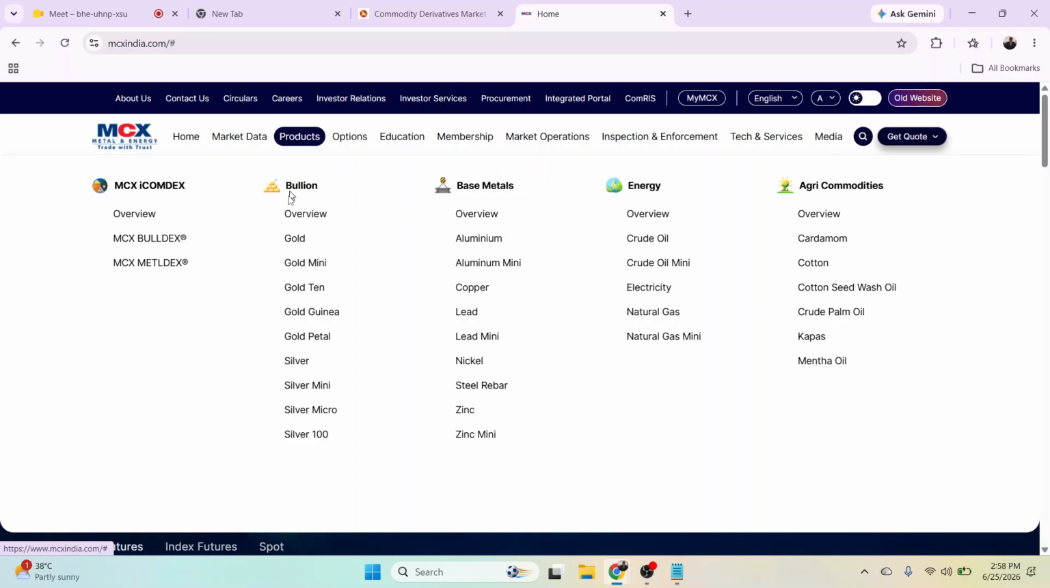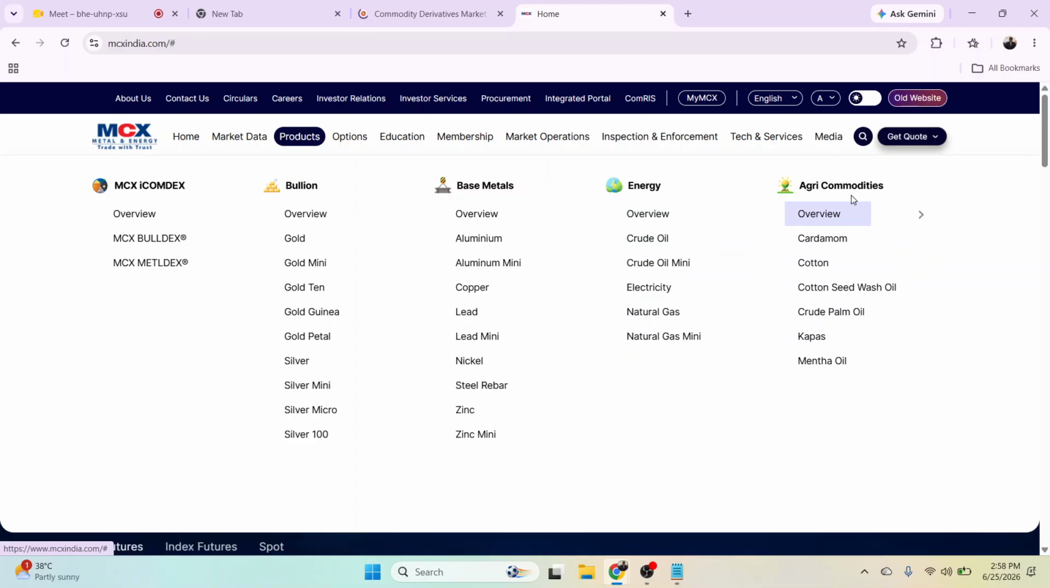In the bullion market, we have the contracts of gold. For gold, we have five contracts: gold, gold mini, gold ten, gold guinea, and gold petal. Same way, we have silver contracts: silver, silver mini, silver micro, and silver 100. These are the base metals: aluminium, aluminium mini, copper, lead, lead mini, nickel, zinc, and zinc mini. These are the energy sector. In energy, we have crude oil, electricity, and natural gas.